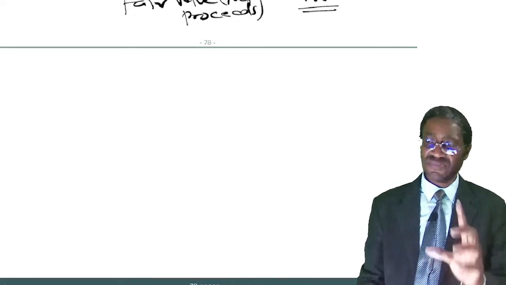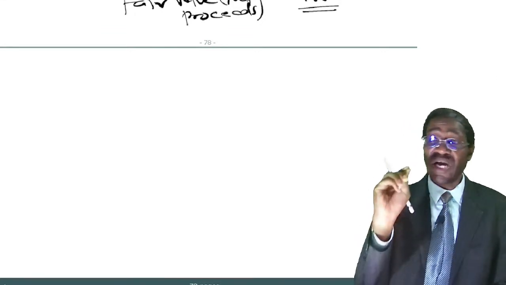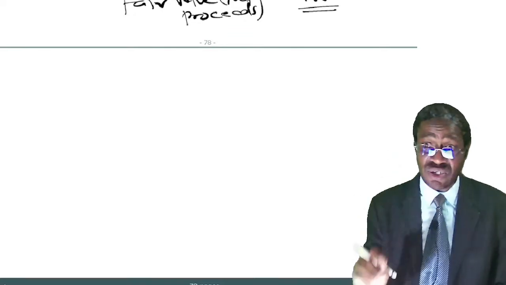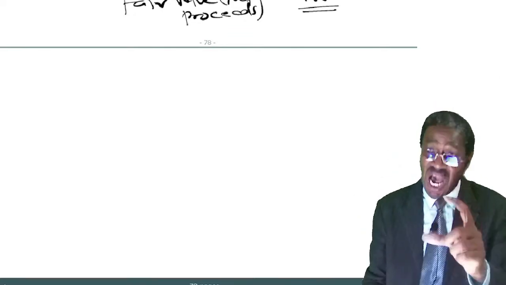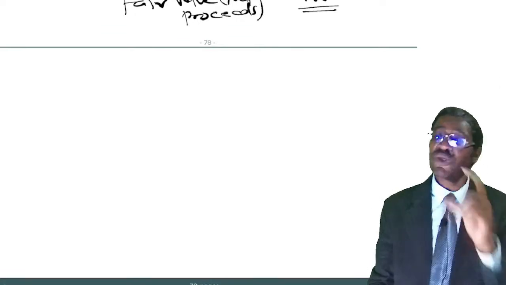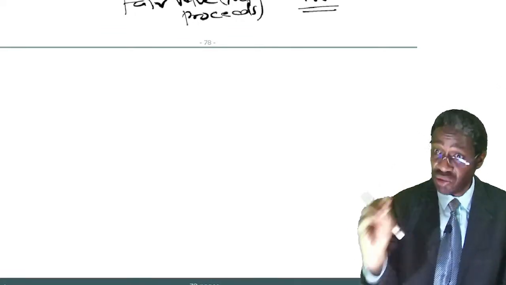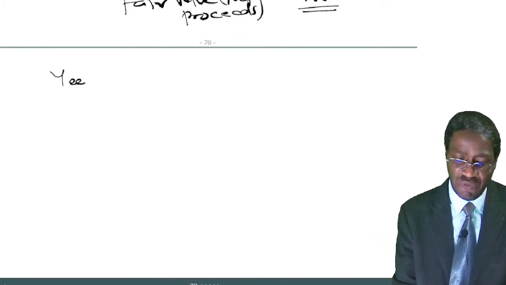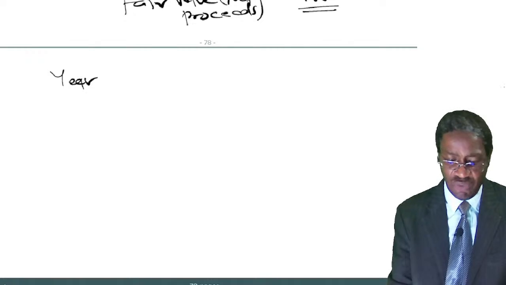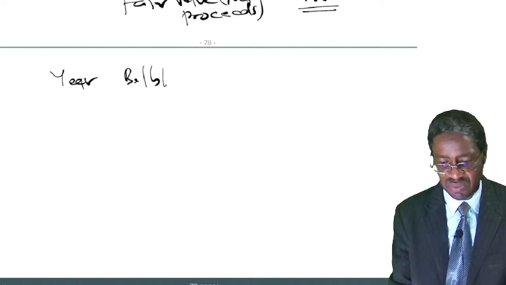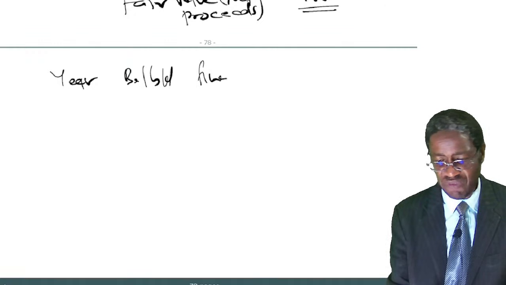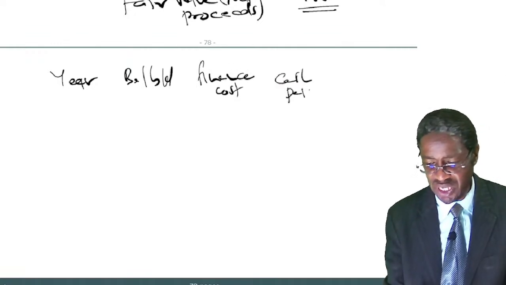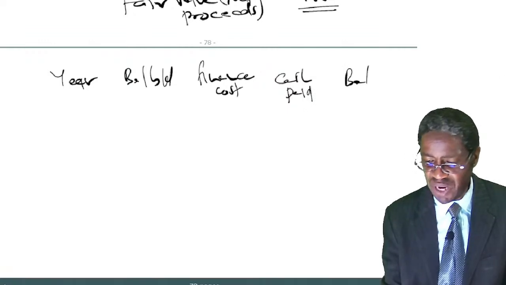Good. Now listen. So I was saying, to calculate the amortized cost at the end of the year, we have to prepare the amortization table. You have done finance. So you need a column for the year, a column for balance brought down, a column for the finance cost, a column for what we call cash paid, and a column for the balance carried down.